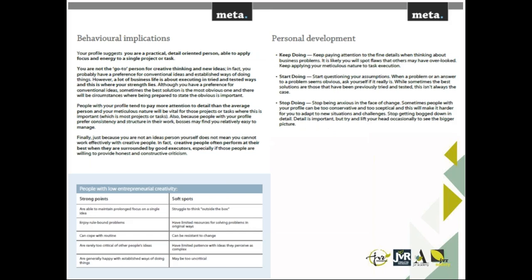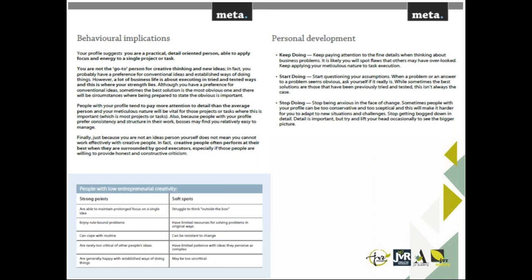What it then also gives you, which is really nice, is some behavioral implications for that specific score. And this will, of course, be different based on whether or not it's a low, an average, or a high score. But for instance, there it says that this specific profile suggests that the person is practical, detail-orientated, able to apply focus and energy to a single project or task. Then it goes on to give some more explanations or descriptives there. And then what it also does is it gives you, even for your low score, some strong points and some soft spots to be able to look at some of the things that the person still contributes and brings to a team or to the organization. Because just having a low score doesn't necessarily mean that you only have weaknesses. There are still specific strong points for that individual based on that score that gets discussed there.